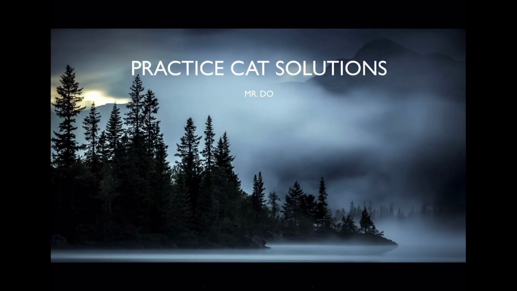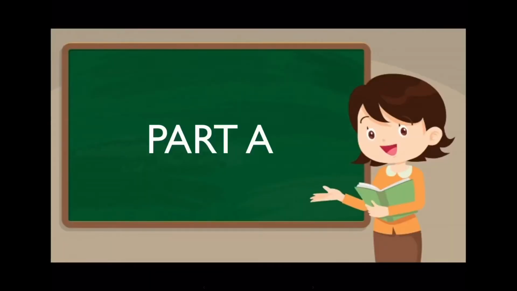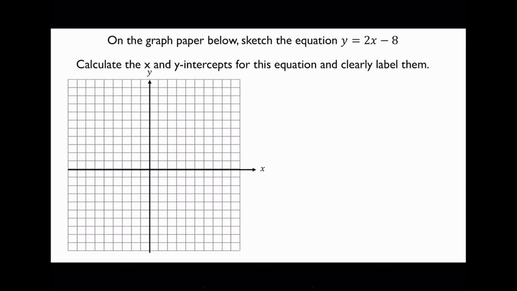Class. In today's video, we're going to be going over the solutions for the practice cat. So for part A, the first question wants you to graph y = 2x - 8, and you need to find both the x and y intercepts.